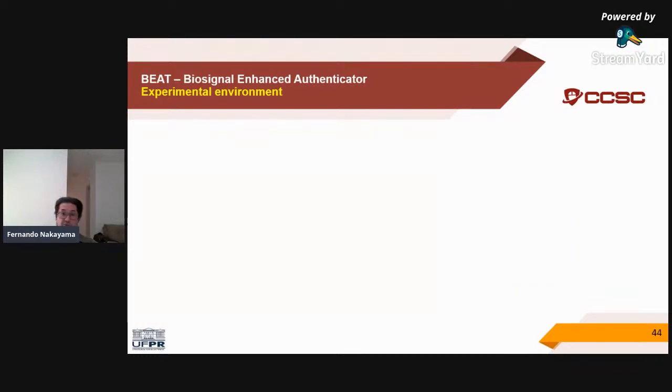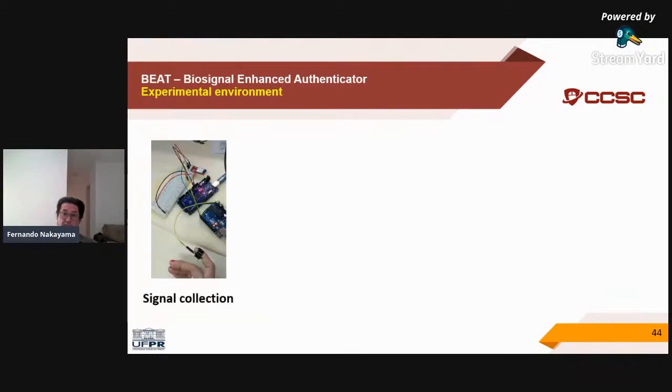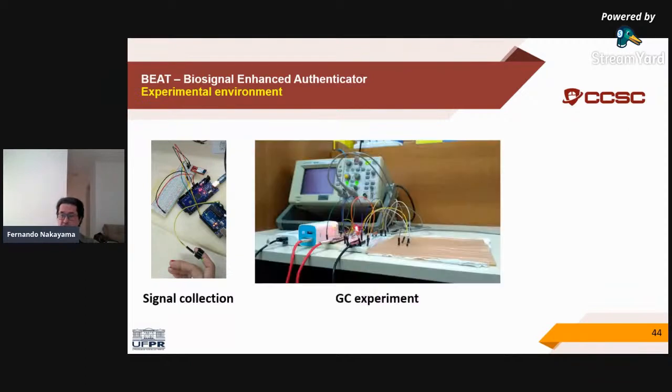The experimental environment comprises the signal collection setup, where we have built the datasets employed in the authentication evaluation, and also the GC setup, where we performed the experiments regarding the data transmission through the synthetic skin. We have built two datasets comprising 30 users in two different states, sitting position and standing position.